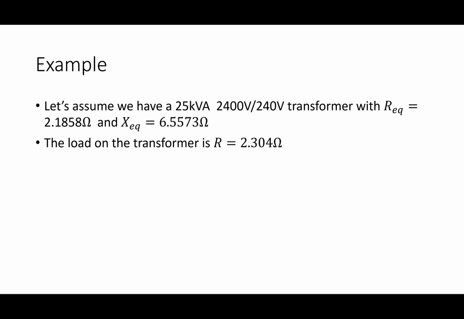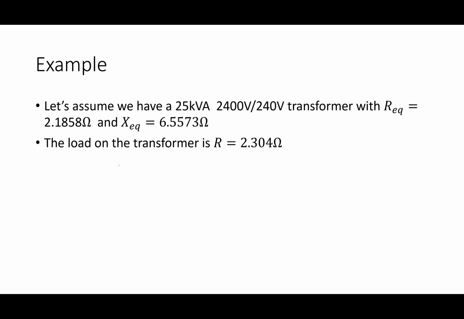All right, so let's say I've got a 25 kVA transformer, 2400 volts to 240 volts. Now that's a pretty common distribution transformer as well. 2400 volts is not unheard of that you would have on a distribution system. And this guy has REQ equal to that number and XEQ equal to that number. Now again, I just said earlier, you don't have numbers like that typically. Well, I just gave them to you anyway. Now we're going to see what I typically give, which is a little bit different than that. All right. But let's say those are my numbers. And let's say the load on the transformer is 2.304 ohms. All right, so how do I draw that?